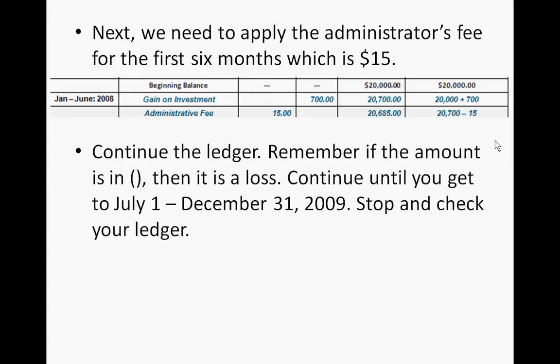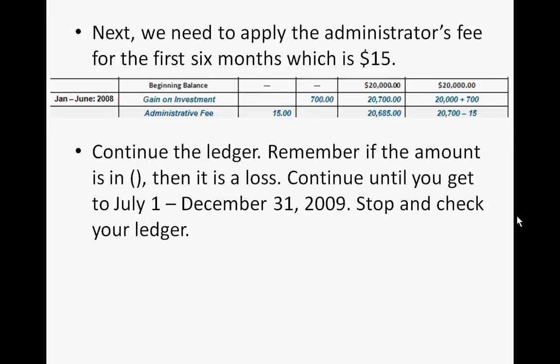So you're going to continue doing this on the ledger. Remember, if the amount is in parentheses, then it is a loss. Continue until you get to July 1st through December 31st, 2009. Then you're going to stop and check your ledger. So go ahead and pause the video and do the next ledger entries until you get to the end of 2009.